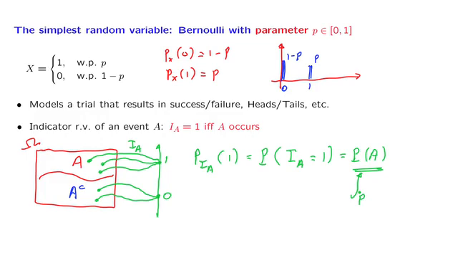Indicator random variables are very useful because they allow us to translate a manipulation of events to a manipulation of random variables, and sometimes the algebra of working with random variables is easier than working with events, as we will see in some later examples.